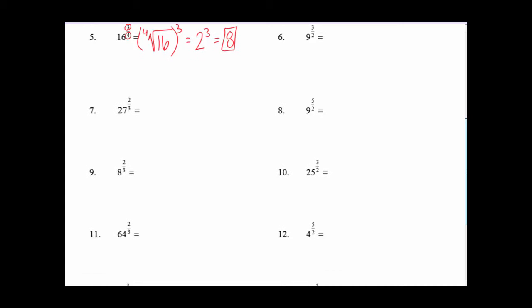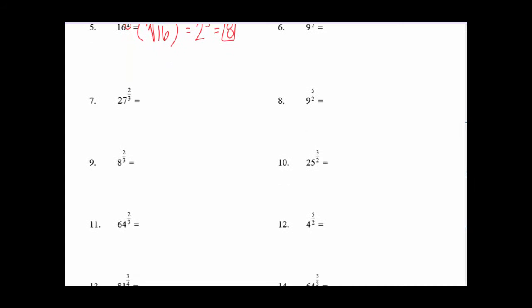Jumping down to number 9, we have 8 to the 2/3 power. So very similar to the last one, the 3 on the denominator is going to be my index on my root. So I'm going to take the 3rd root of 8 and then square it. 3rd root of 8 will get me 2. 2 squared gets me an answer of 4.